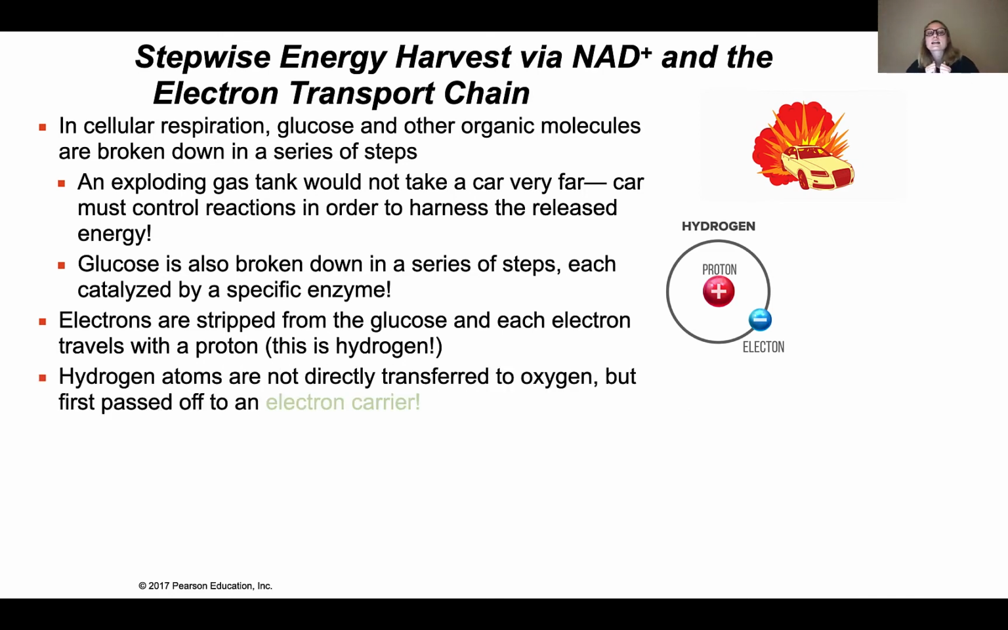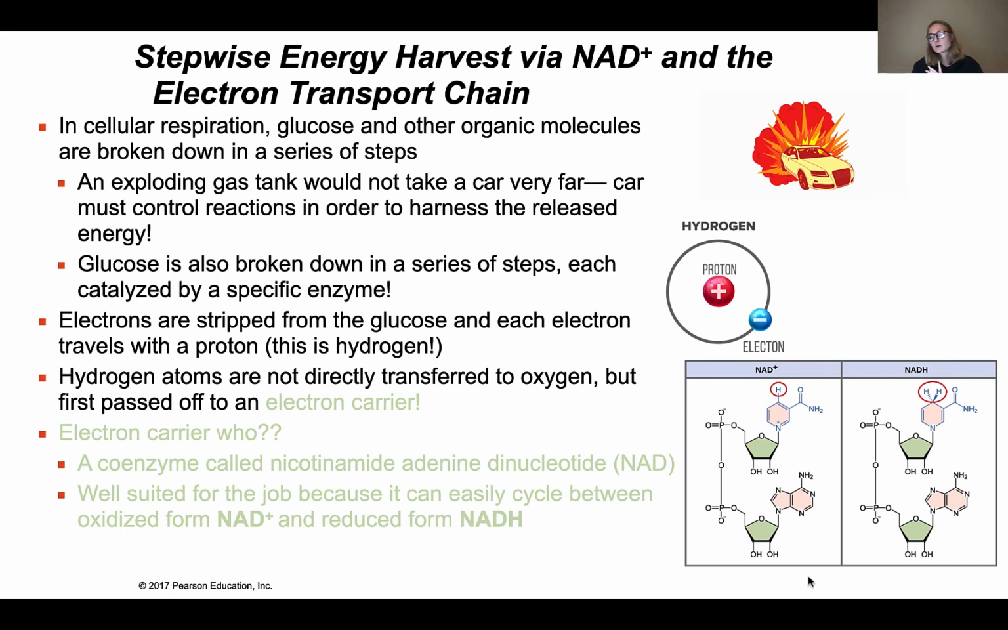So these hydrogen atoms are not directly transferred to oxygen, but first have to be passed on to an electron carrier. An electron carrier who? Well, we are talking about NAD+. NAD+ is well suited for this job of receiving these hydrogen atoms stripped from glucose because it's able to easily cycle between its oxidized form, NAD+, and its reduced form, NADH. So here you are able to see the new hydrogen atom that is associated with NADH.